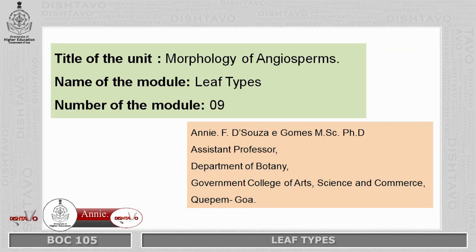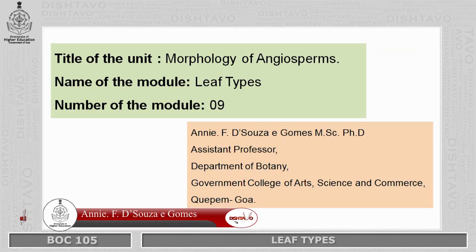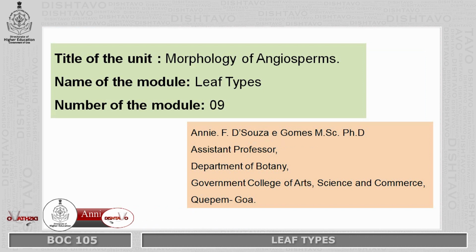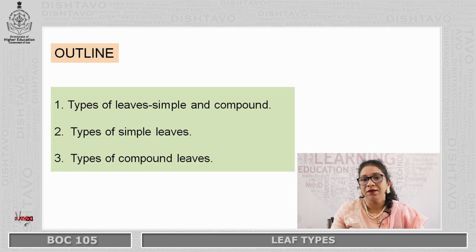Hello and welcome, students, to this module on leaf types. The name of my unit is Morphology of Angiosperms and the unit name is leaf types. The outline in this module will be: you will learn the types of leaves, simple and compound leaves, types of simple leaves and types of compound leaves.